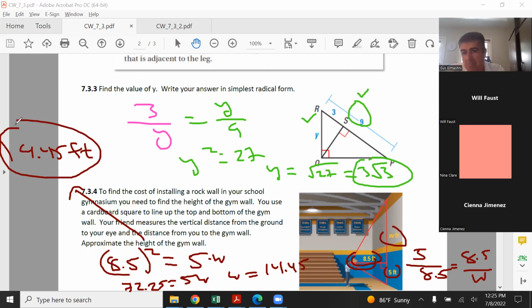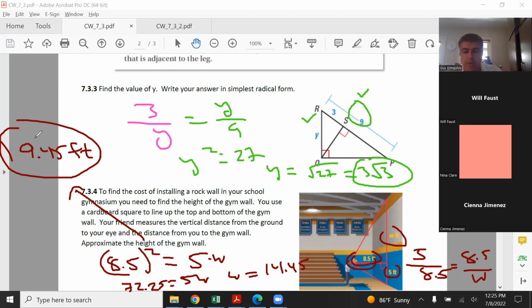Which kind of seems realistic. I don't know, it's kind of a small gym, to be honest with you. So that's what you got there. You could use some math if you wanted to estimate the height of a wall, maybe if you're doing some sort of construction, or you want to put some sort of obstacle course in the gym. That's kind of a cool problem. So that's 19.45 feet for the height of the gym wall.